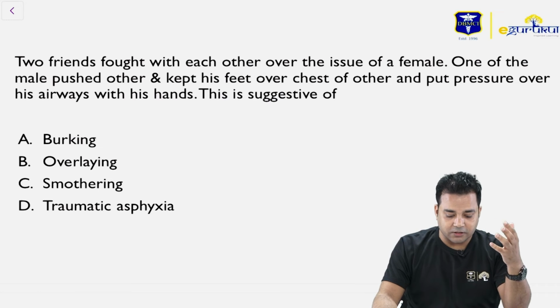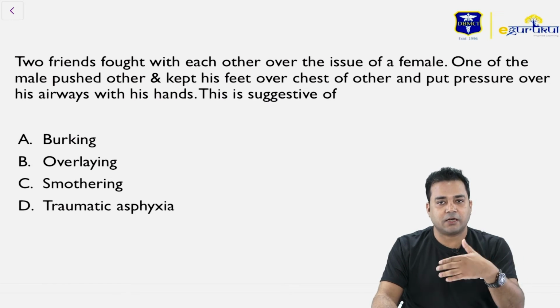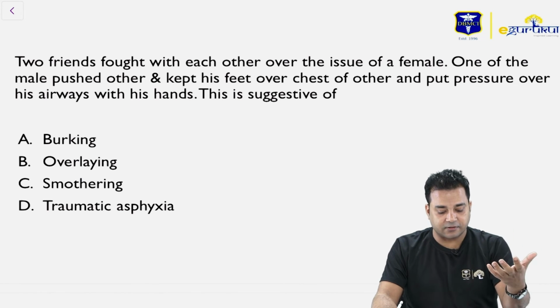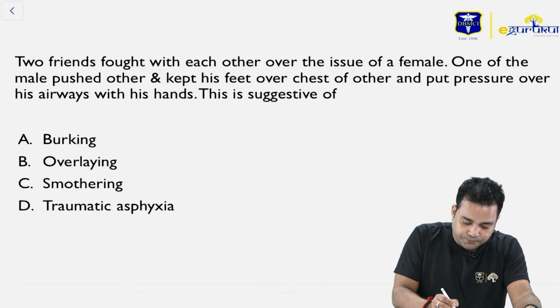Two friends fought with each other over the issue of a female. The issue can be anything. One of the males pushed the other, kept his feet over the chest of the other person, and put pressure over his airways with his hands. Now there are two things happening over here. What are the two things?